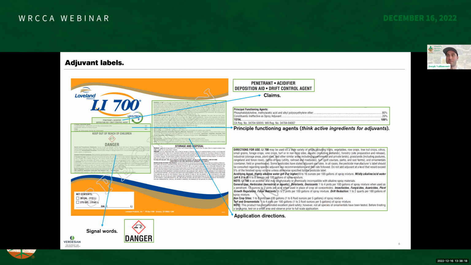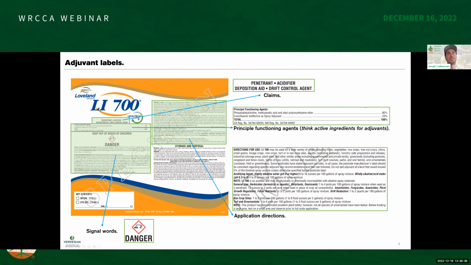This is the 700th iteration of the adjuvants they were trying to put together at Loveland Products about 52 years ago now. This product's been on the market. So Loveland Industry 700 is what it stands for. But here's some different parts of a label that are really important, right?